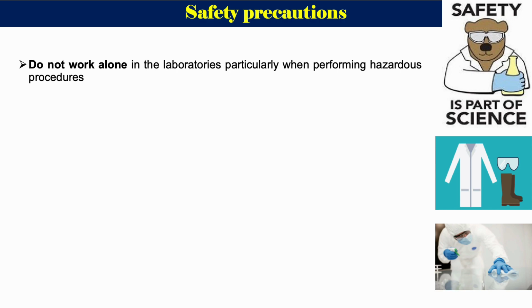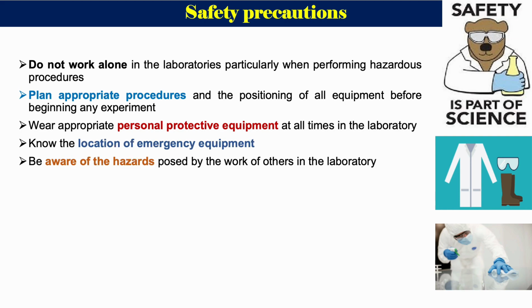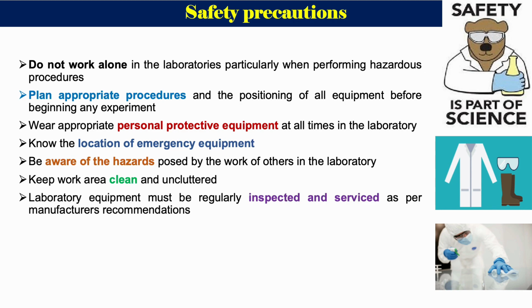There are a number of safety precautions that should be remembered by a laboratory worker. Number 1, do not work alone in the laboratory, particularly when performing hazardous procedures. You should plan appropriate procedures and positioning of all equipment before beginning any experiment. Always wear appropriate personal protective equipment at all times in the laboratory. You should know the locations of emergency equipment. Always be aware of the hazards posed by the work of others in the laboratory.